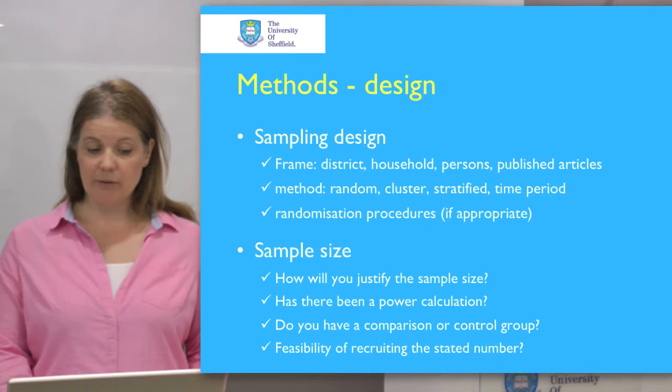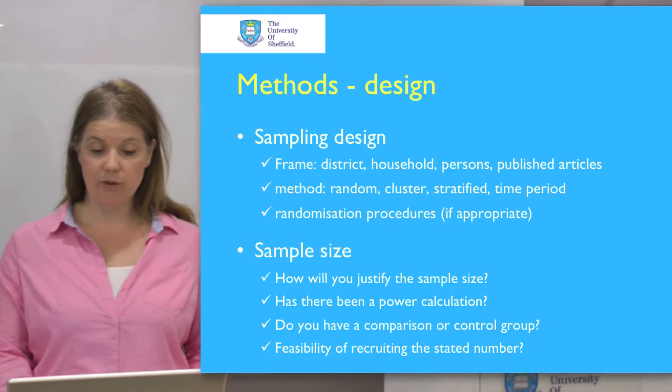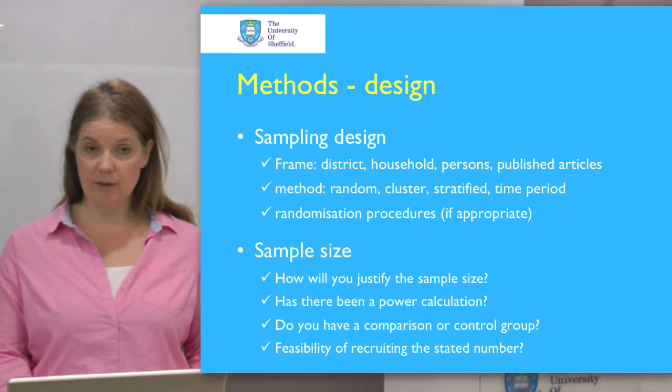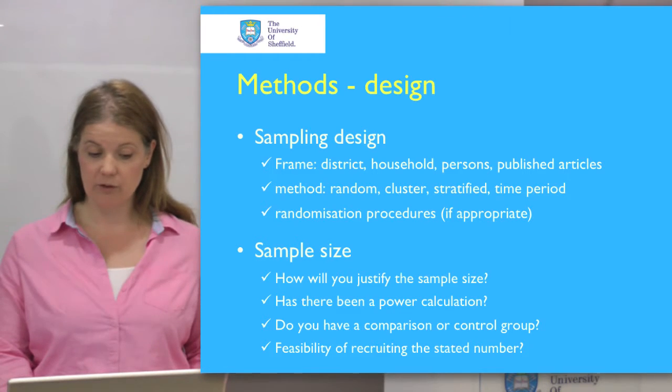So you'll need to talk about sampling. So what's the sampling? So the frame, so is it a district, for example, a household, a people, or is it published articles if it's a systematic review? The method of sampling, what type of method you're going to use, and if necessary, the randomisation procedures.